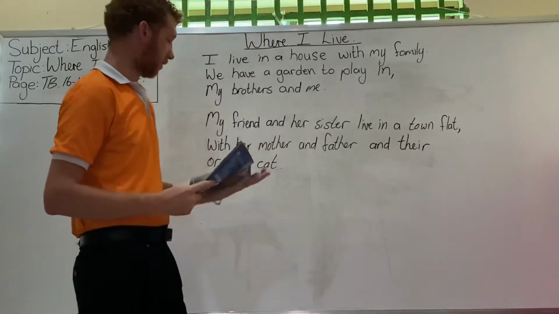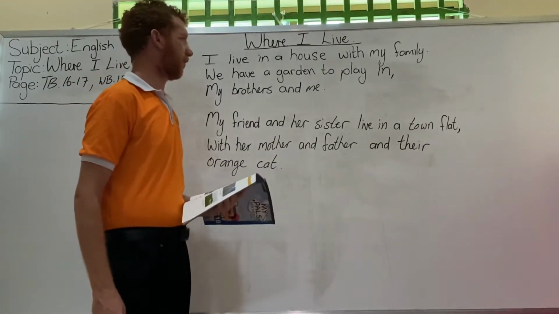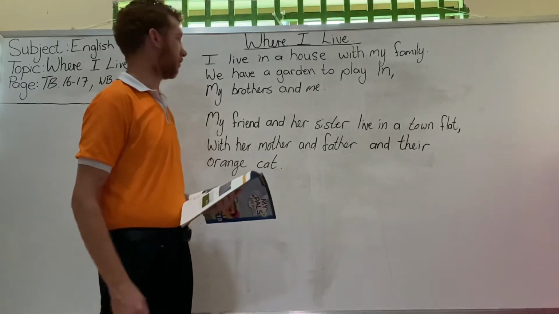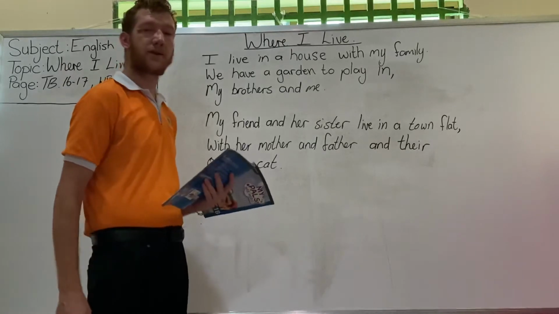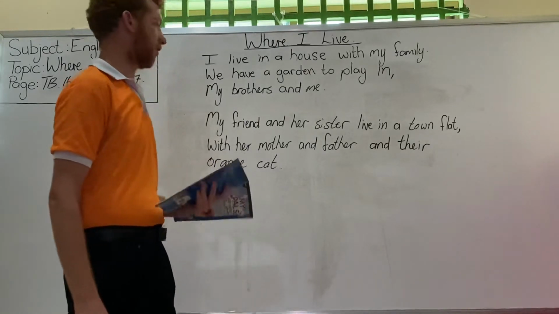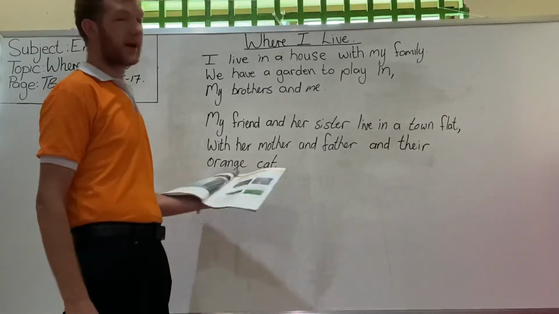I will read it one more time. I live in a house with my family. We have a garden to play in, my brothers and me. My friend and her sister live in a town flat with her mother and father and their orange cat.